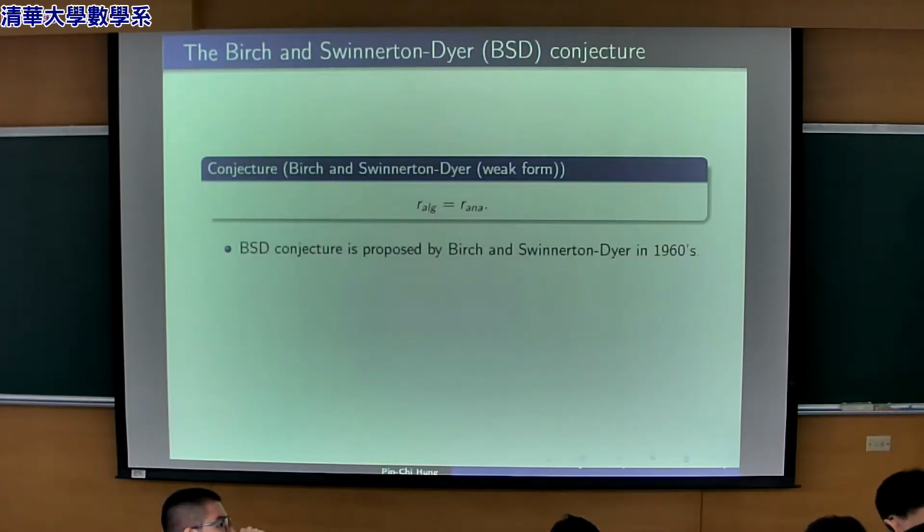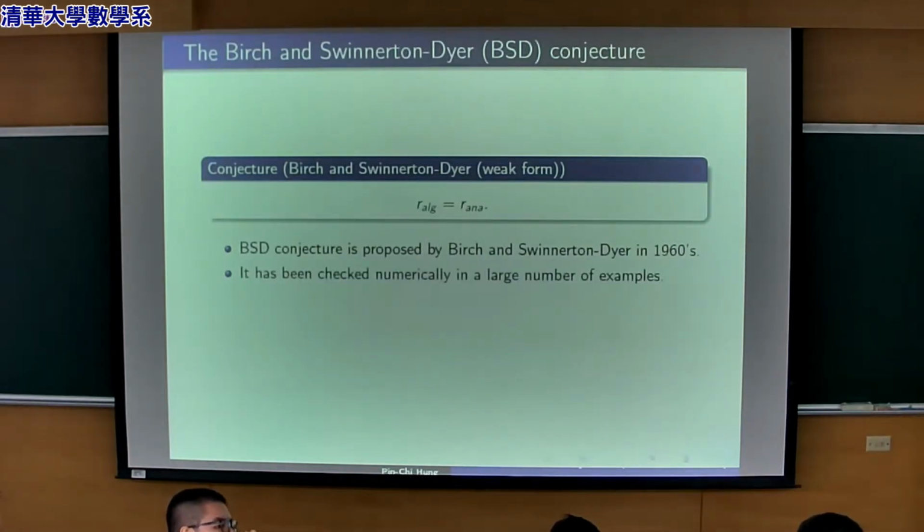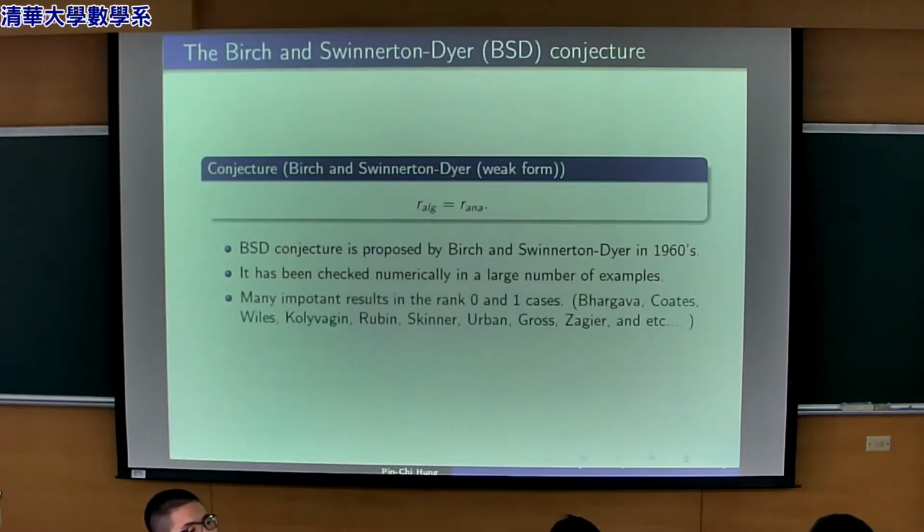So this conjecture was proposed, of course, by Birch and Swinnerton-Dyer, and it has also been checked by many examples. There are many important results due to many people, especially in the rank zero and rank one cases. In the rank zero and one cases, the conjecture is almost known, due to the work of many people.